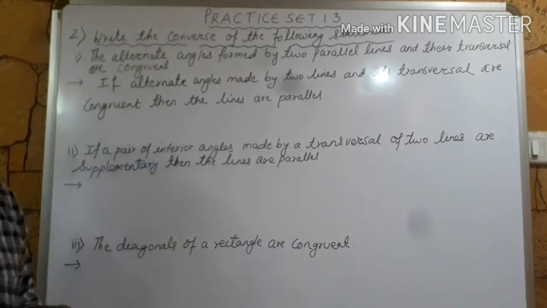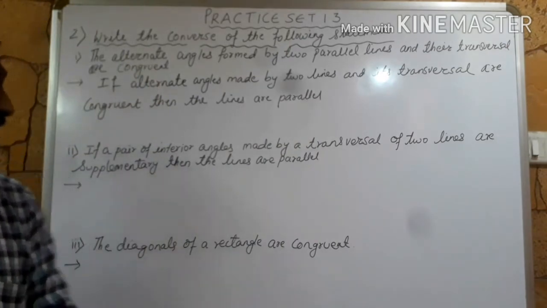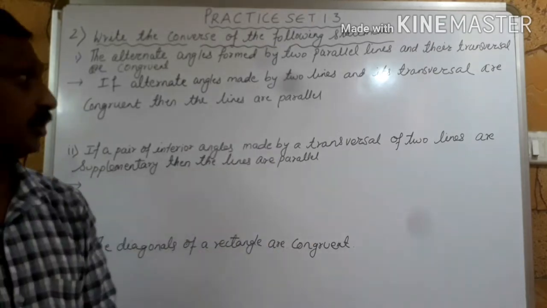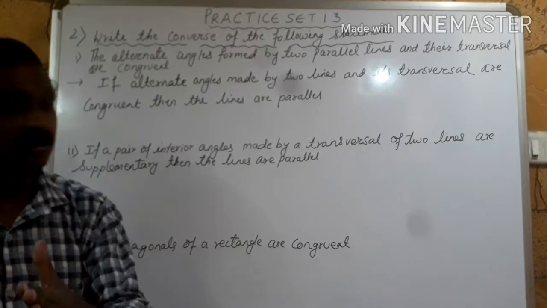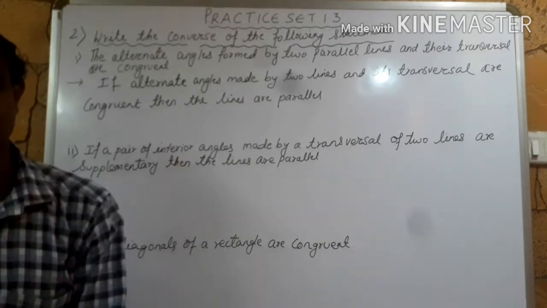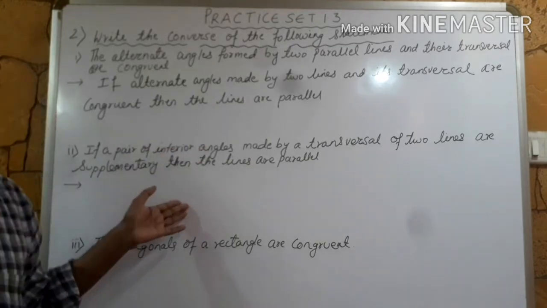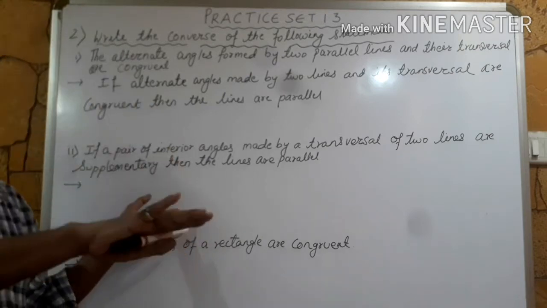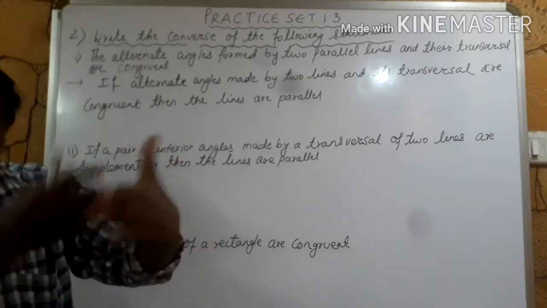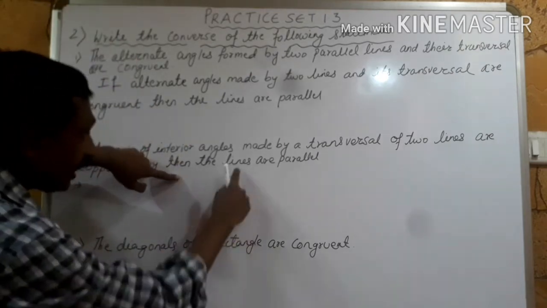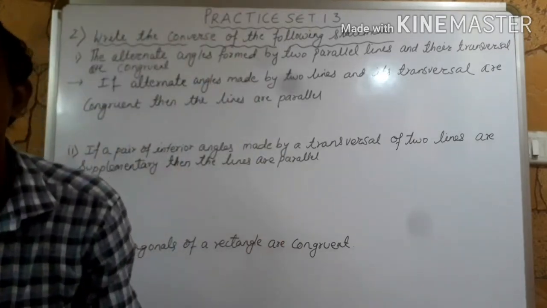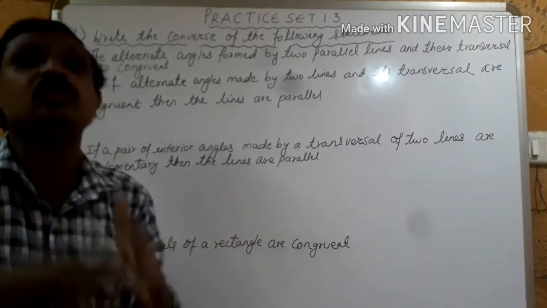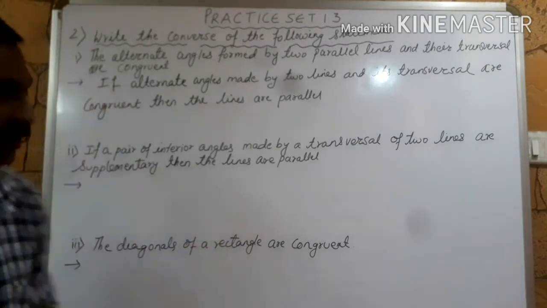The next one, if a pair of interior angles made by a transversal of two lines are supplementary, then the lines are parallel. So how do we write the converse? If two parallel lines are intersected by a transversal, the interior angles so formed are supplementary.